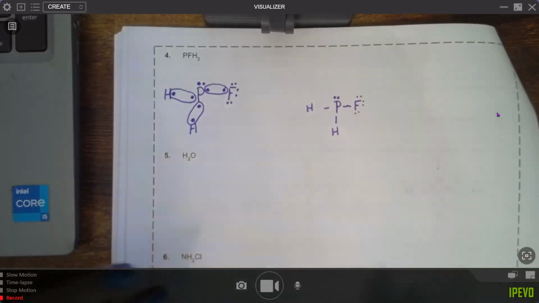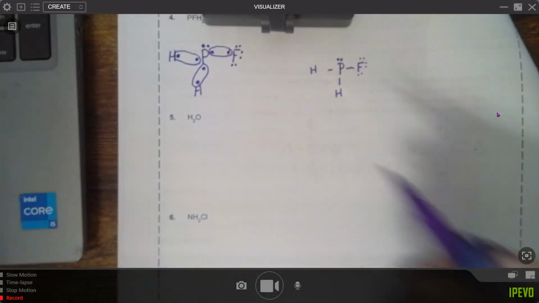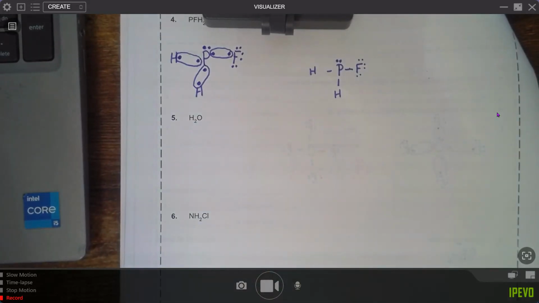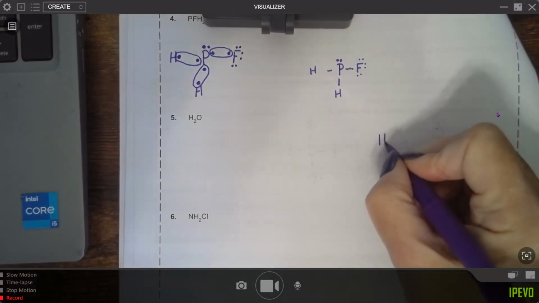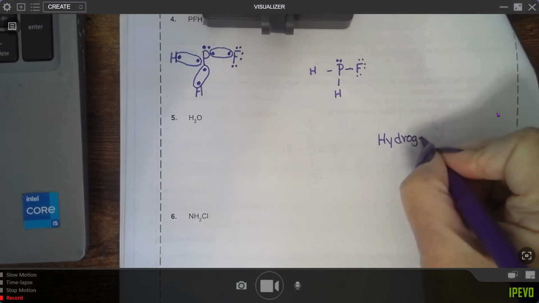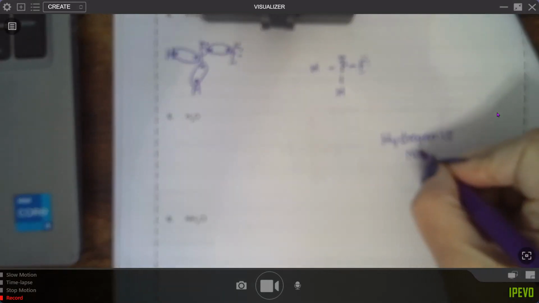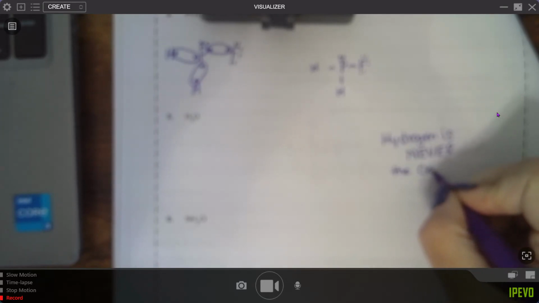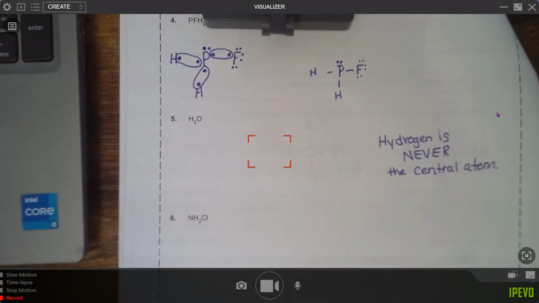All right, H2O, water. All right, so H2O, we have 2 hydrogens and an oxygen. Now this is an example where the first element is not the central element. So something that you should remember is that hydrogen is NEVER the central atom. And that's because hydrogen can never have more than 1 bond. Okay, so it can't be the central atom.